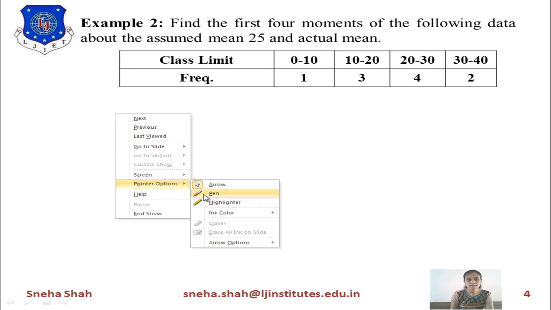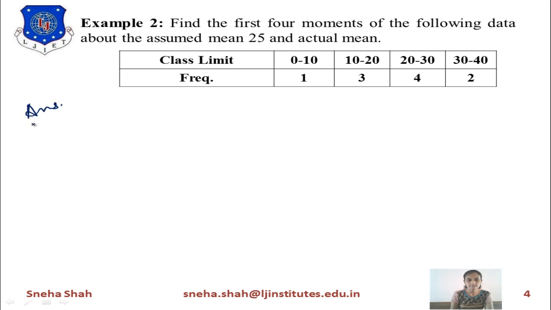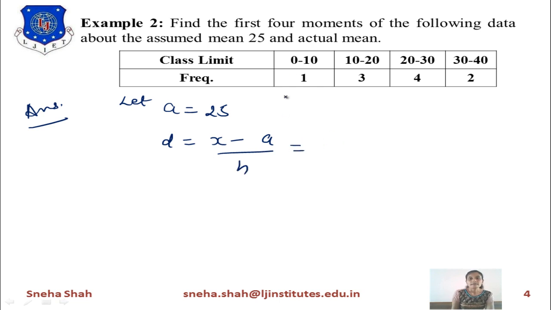To solve this example, we start with the assumed mean equals 25. So let us take the value of a equals 25. Now from this, if we find the difference d, the value of d equals the input x minus the value of a, divided by h. The first class we consider is 0 to 10, so the value of h equals 10. With a equals 25, this term represents (x minus 25) upon 10. So from this we find the value of the difference d.